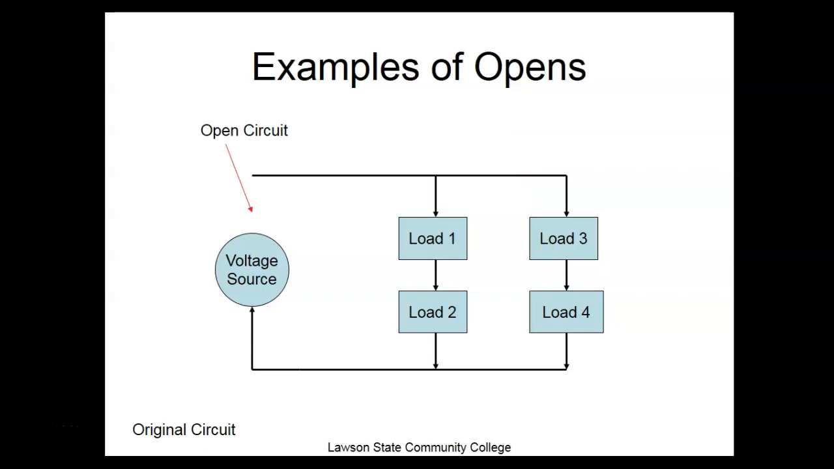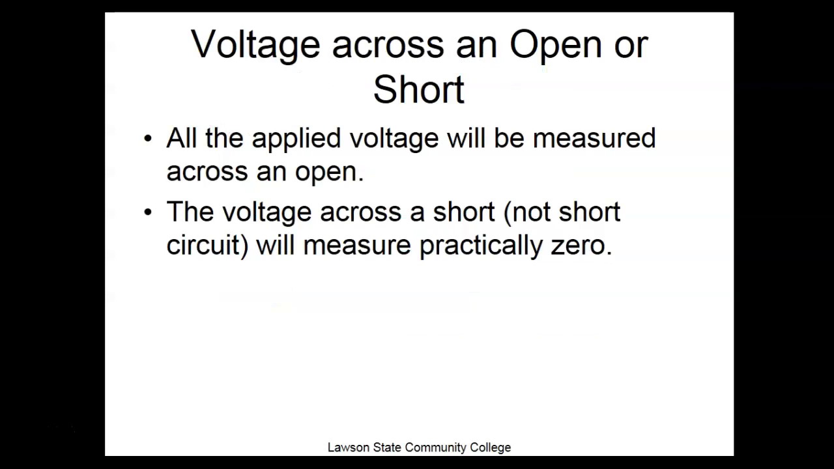To get an open circuit, you have to break the wire, or open the conductor, between the voltage source and the first load. That's why your light switches are before the loads. All your control devices are going to be between L1 and the load. Voltage across an open will measure the applied voltage. Voltage across a short will measure pretty close to zero.